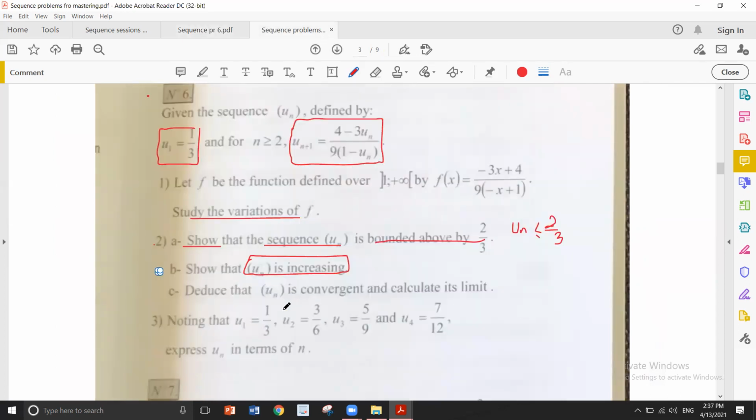Why is the sequence convergent? Before taking the limit, note that it says deduce, not show. So from part B, why is it convergent? Because it is bounded above by 2 over 3 and it is increasing. Since it is increasing and bounded, we can calculate its limit.